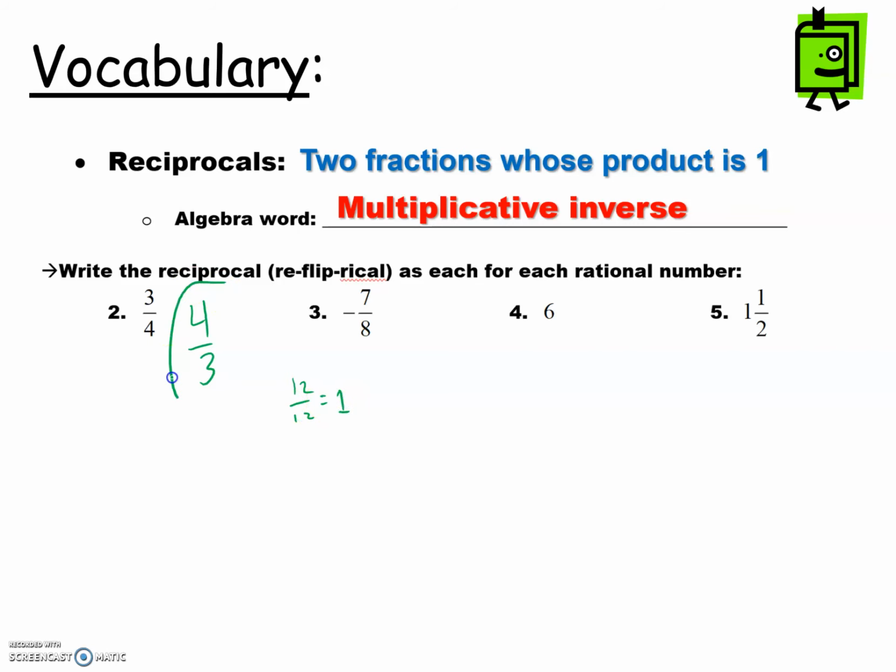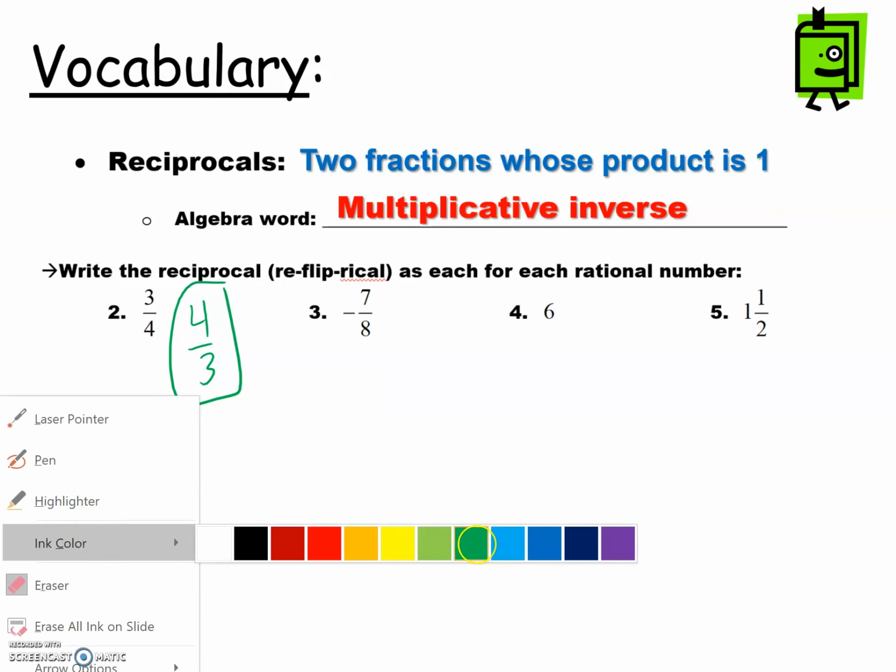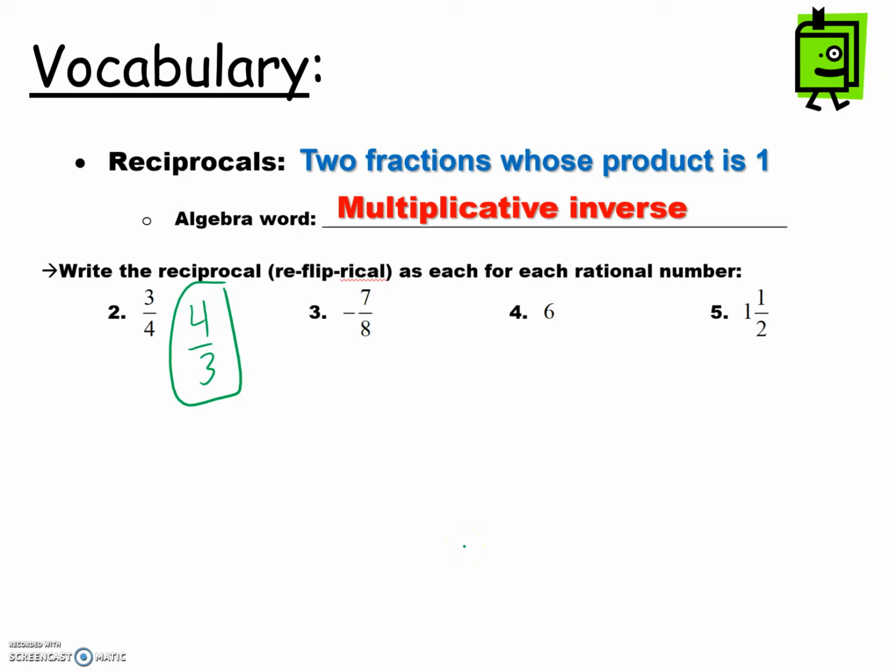So that's why these are reciprocals of each other, because they'll multiply together to equal 1. And now the same thing is true: the reciprocal for negative 7/8 is negative 8 over 7. Okay? Notice the signs don't change with reciprocals. They don't change at all.